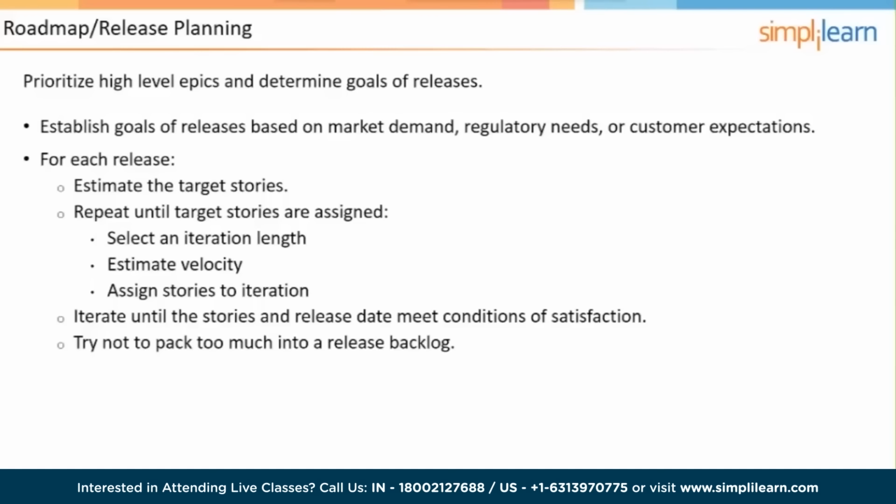It's blending some things here. Be able to estimate velocity and then assign stories to the sprints. So we keep estimating the user stories and we keep organizing that until we can come up with an iteration length, a sprint length, and then figure out what our velocity for each sprint is, and then assign stories to the sprints. The next bullet down, iterate until the user stories and release date meets conditions of satisfaction. So that's definition of done or acceptance for the release, and try not to pack too much into a release backlog, just like you would not want to pack too many user stories into a sprint. You want to have the timelines appropriate and what is included in the events make sense.